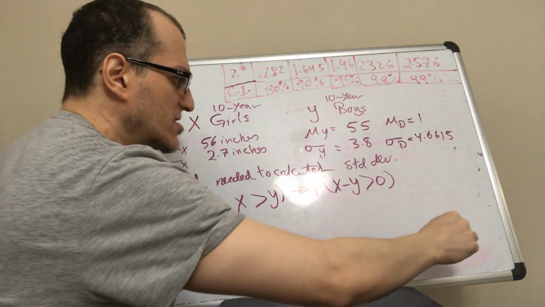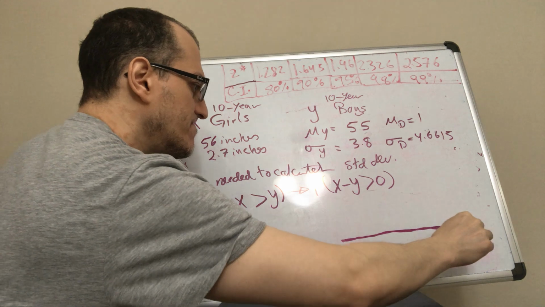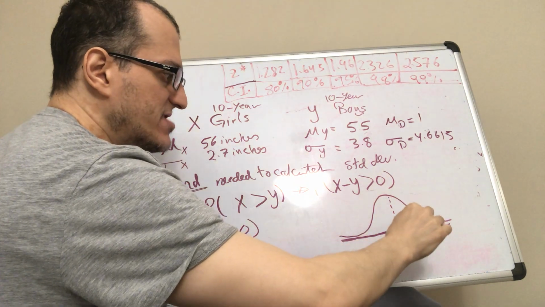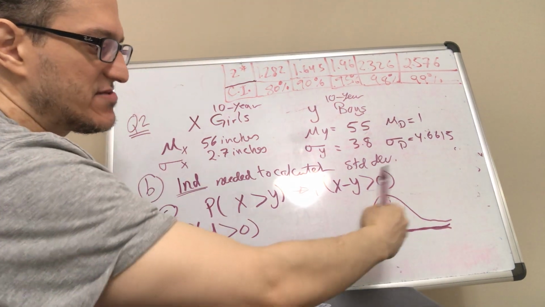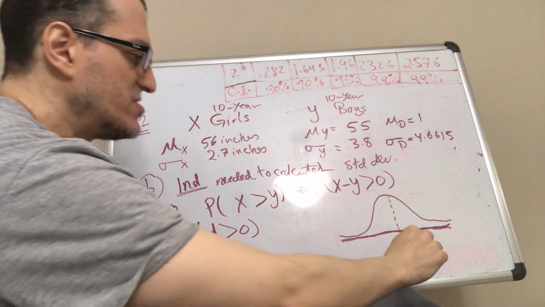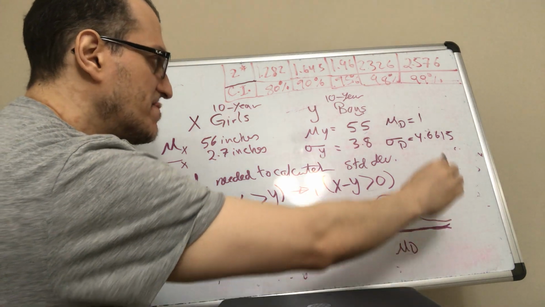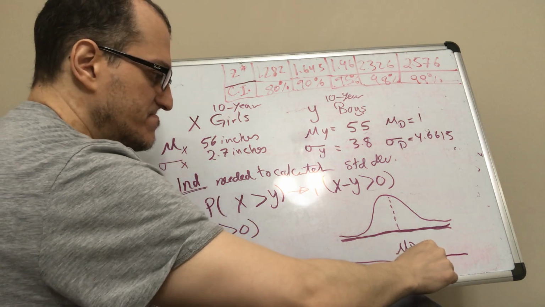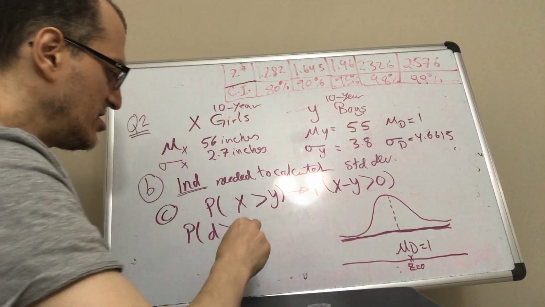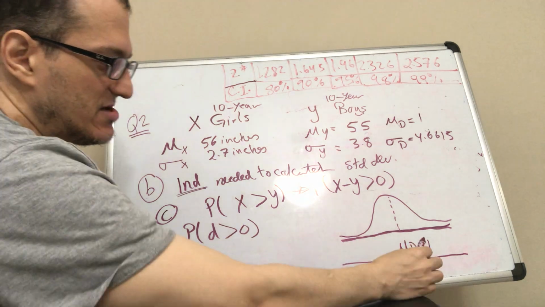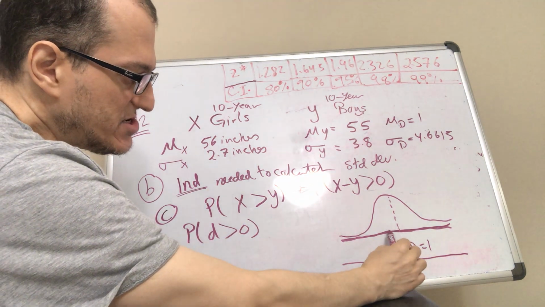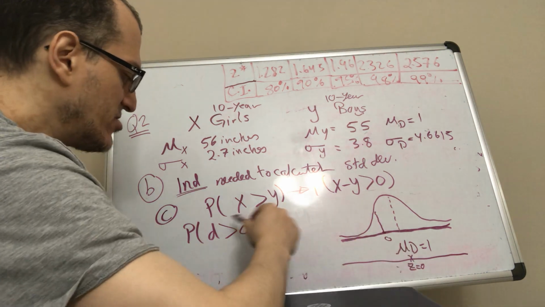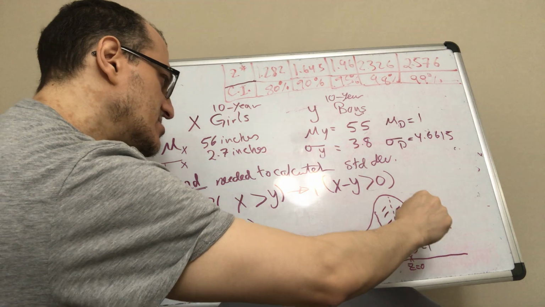So we draw the z table. The line in the middle that divides this into two equal halves would be whatever the mu of D is, and in this case 1, at the z line 0. You're looking for the area more than 0. If the middle point is 1, 0 would be somewhere here, less than 1. And you're looking for more, so you shade the more.